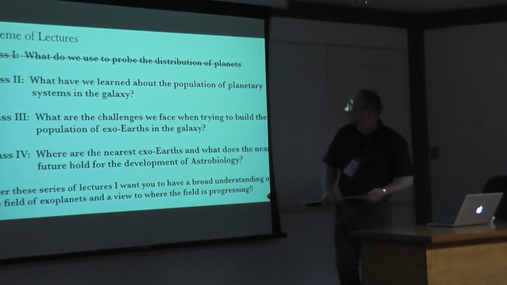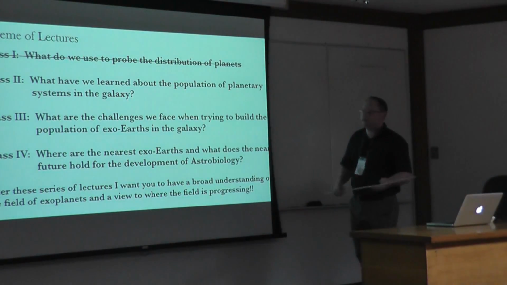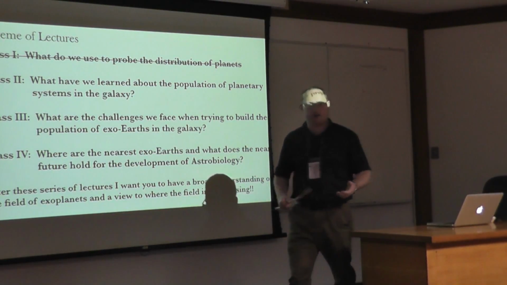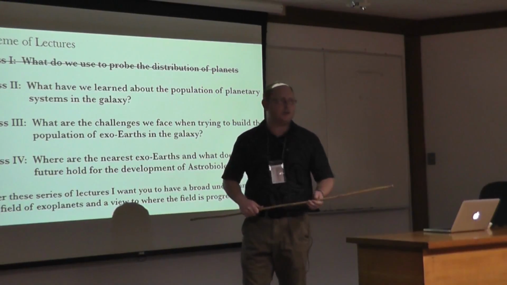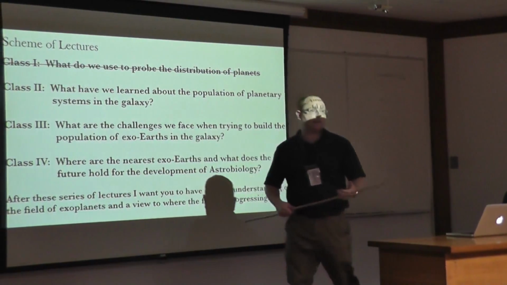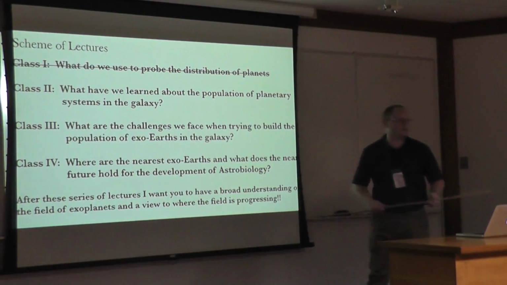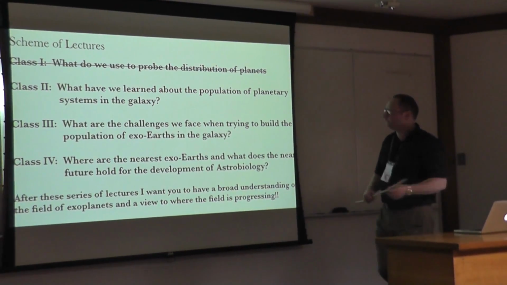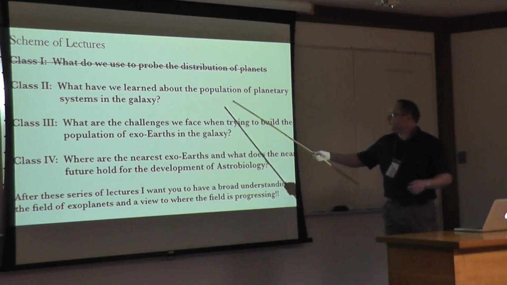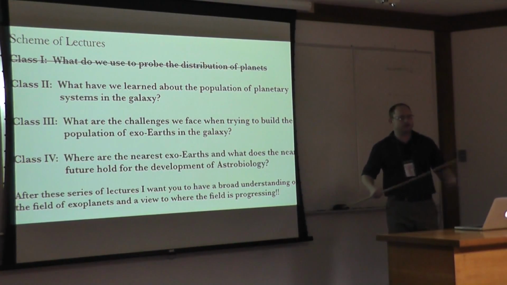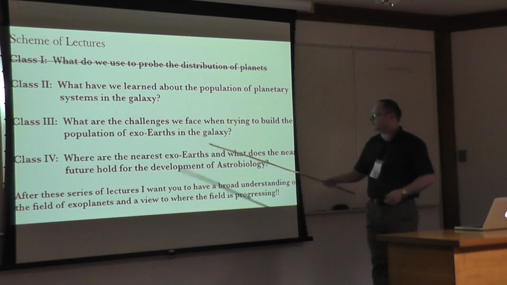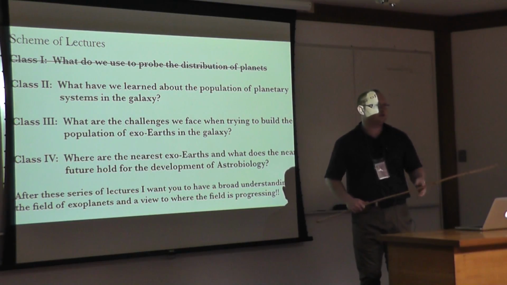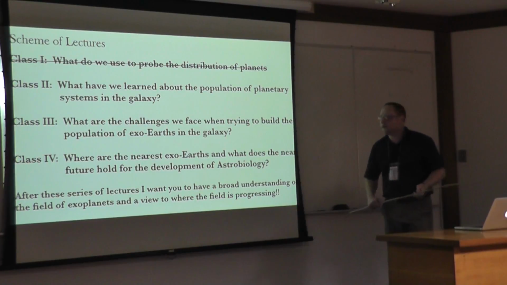So from yesterday, we went through the observational methods, the techniques that we use to detect exoplanets. In particular, the techniques that I believe are going to push us forward to really build up the population of exo-Earths orbiting the nearest stars. And so now I want to continue this broad introduction before we go into some of the challenges that we face when trying to increase this population of exo-Earths.